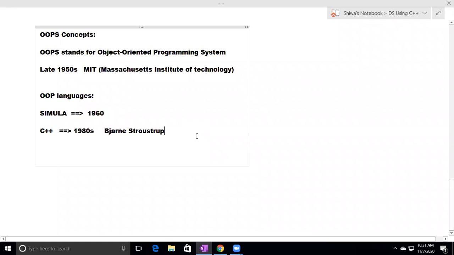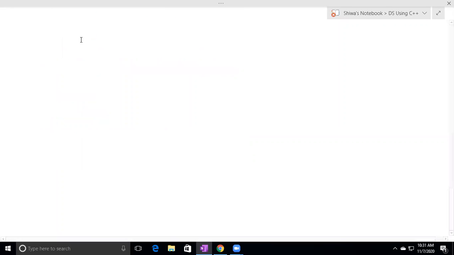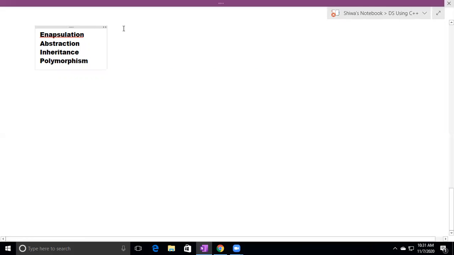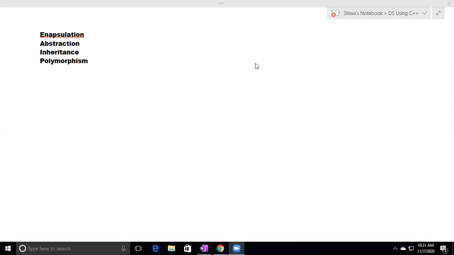In the previous class, I told you that if any language supports four concepts, that language is called an object-oriented programming language. So what are those four concepts? Encapsulation, abstraction, inheritance, polymorphism.